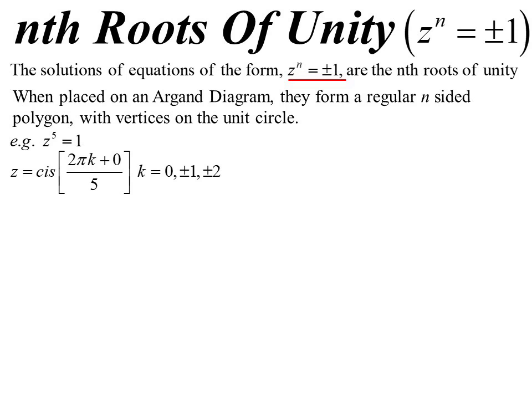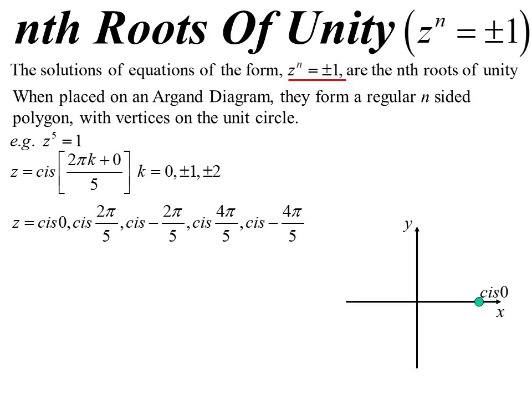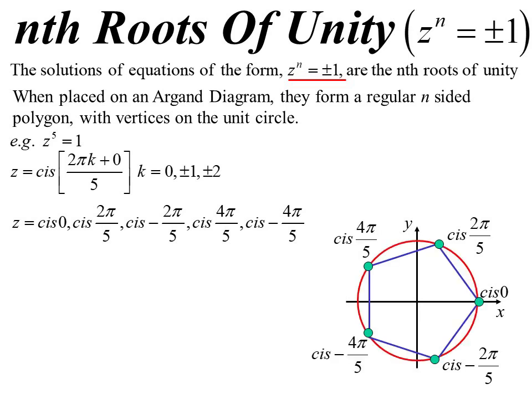1 is a real number, so I know they're going to be in conjugate pairs. So I'll use k equals 0, plus or minus 1, plus or minus 2. Subbing those in, there are the 5 solutions. Well, cis 0, of course, we can work out. That's just 1. If we were to plot it, so there it is over there, cis 0 is 1. The next one's over there at 2 pi over 5. Its conjugate is also there. 4 pi over 5, its conjugate's there. And there is our lovely pentagon for that one, and it does indeed lie on the unit circle.